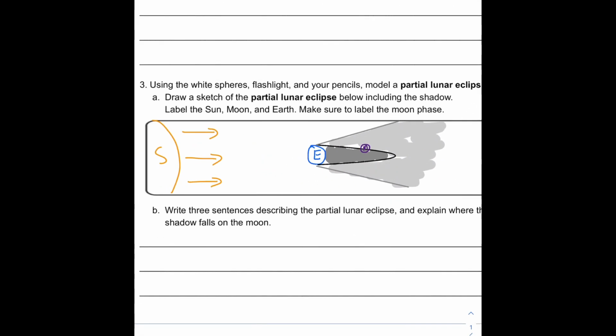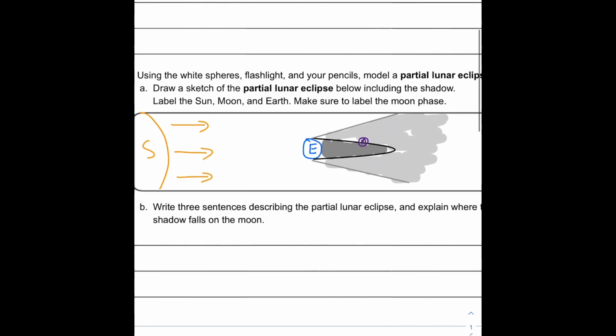So this is a model of the partial lunar eclipse. The moon is part of the way in the umbra shadow, and so only part of it appears dark. So again, the sun, earth, and moon are aligned. The moon is in the full moon phase, but only part of it is in the umbra shadow. And that umbra shadow, that's Earth's shadow. That's what's casting the shadow on the moon and creating that lunar eclipse.